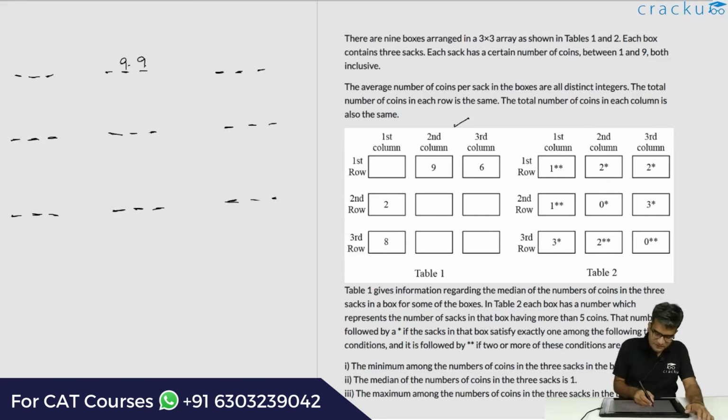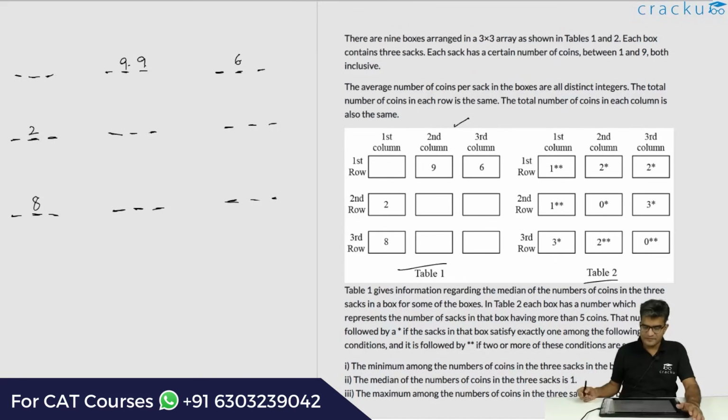In the first row, third column, this is 6. So this number will be greater than or equal to 6, and this number will be less than or equal to 6. We are told that the median of the second row, first column is 2. So this is 2 over here, the middle number. And in the third row, it is 8. So this is 8. We have just filled in the information that is given in table 1. Let us now look at table 2.